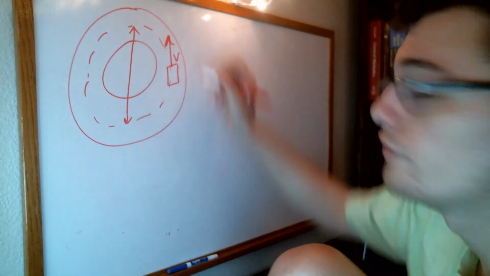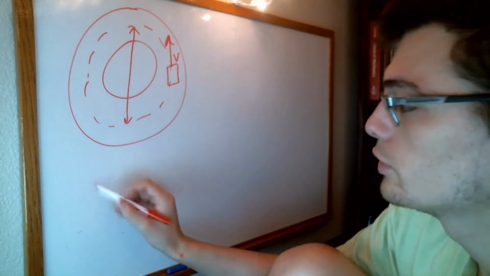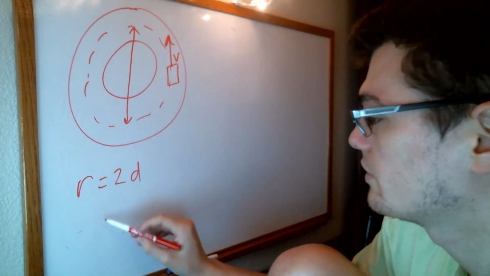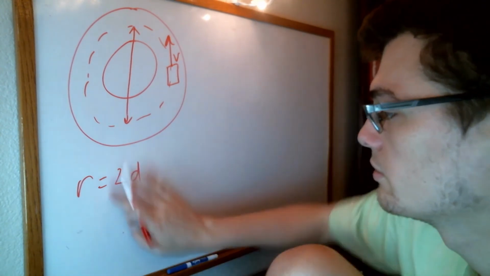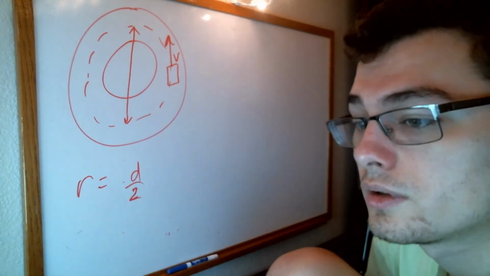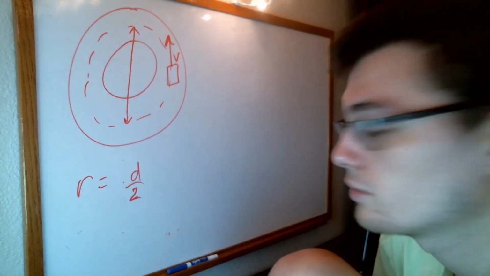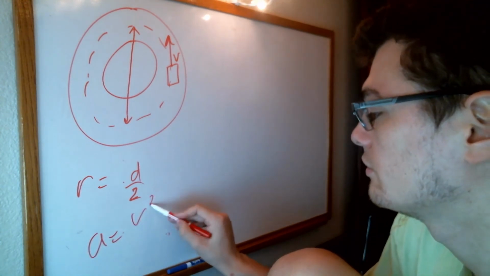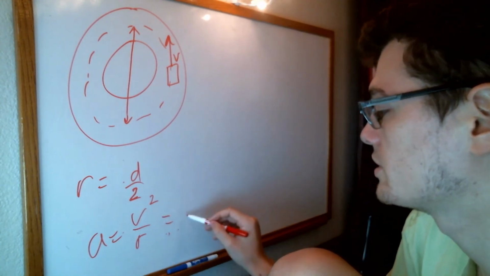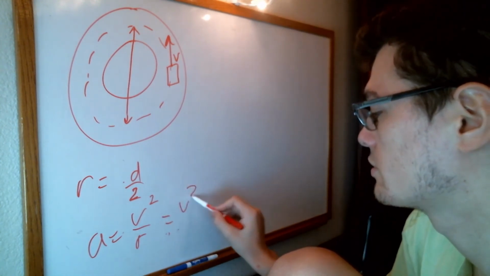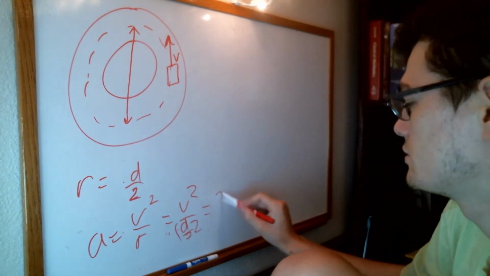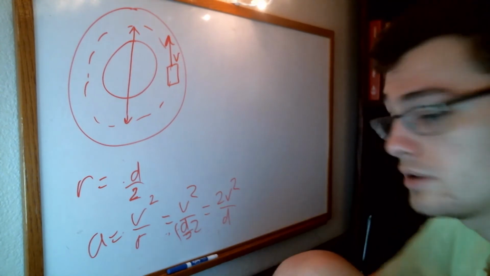And we're given what V is. And so real quick, we can say that the diameter is 2R, and so then we can say that R is D over 2, excuse me. And so from here, we can say that A is equal to V squared over R, which then we can say is equal to V squared over D over 2, which then gives us 2V squared over D.